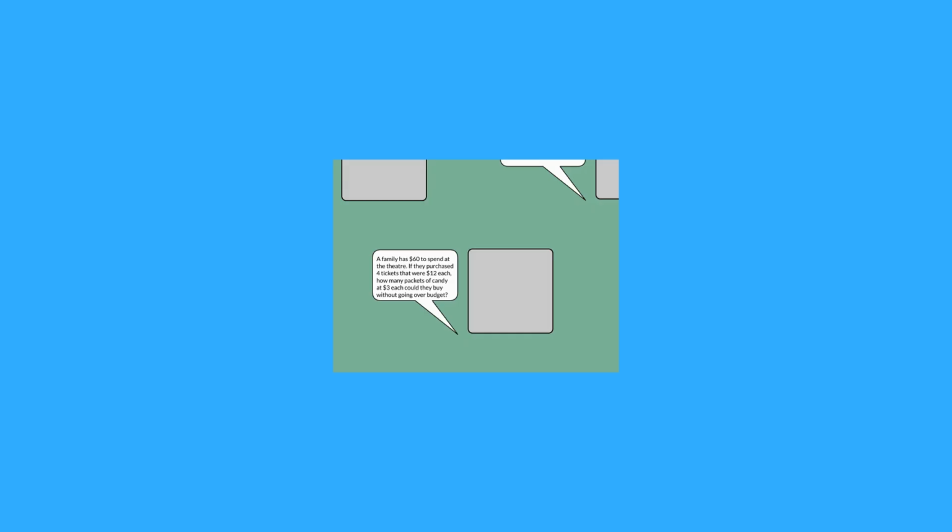And we'll look at one more example. A family has $60 to spend at a theater, so that's their total. They've got $60 to spend. If they already purchased 4 tickets that were $12 each, so that's a lot of numbers, but that's telling me how much money I've already spent. I've already spent this much money.